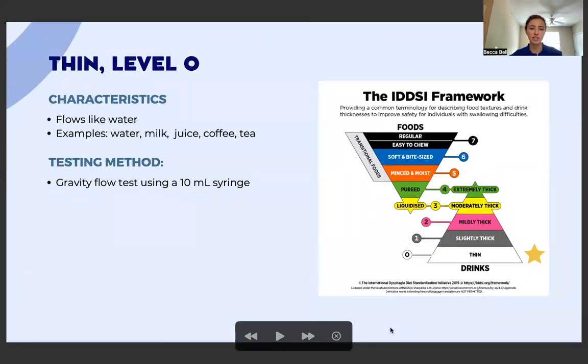The first level of the IDDSI framework is the thin liquid level 0, and this level flows like water, and some examples are water, milk, juice, coffee, and tea. And to test levels 0 through 3, we use a gravity flow test using a 10 milliliter syringe that I'll be talking about more in detail next.